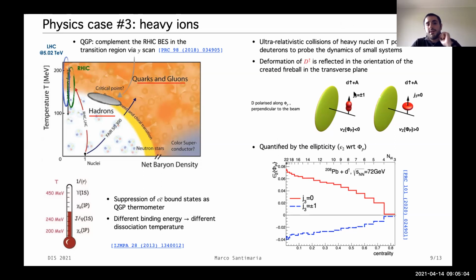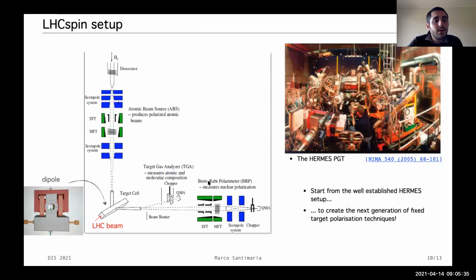As a last item, I want to mention something that joins heavy ions and polarized target, which is ultra-relativistic collisions of heavy nuclei on transversely polarized deuterons, to probe the dynamics of small systems. As you can see in this picture here, the deformation of the polarized deuteron here in red is reflected in the orientation of the fireball, which is created out of the collision with the heavy nucleus, which is here. So this is quantified by the ellipticity as shown in this plot.